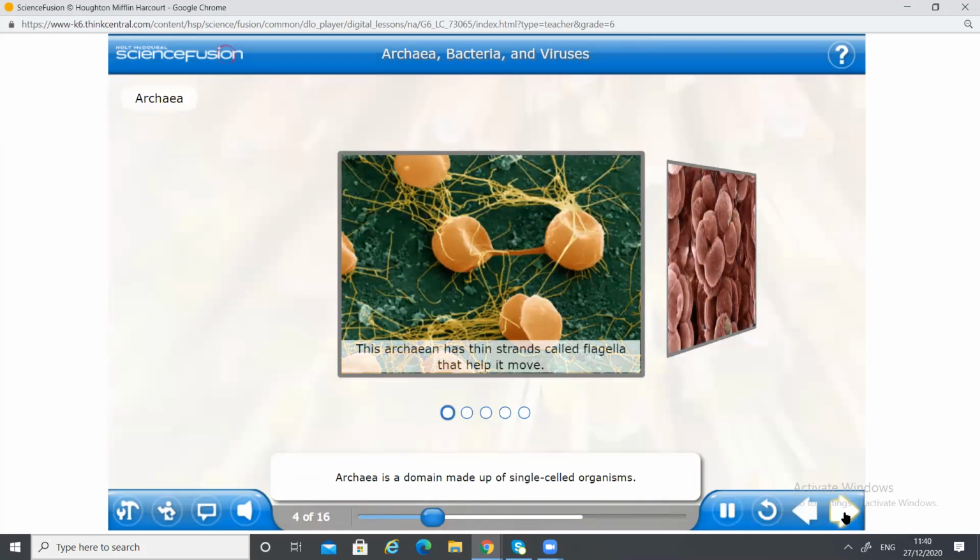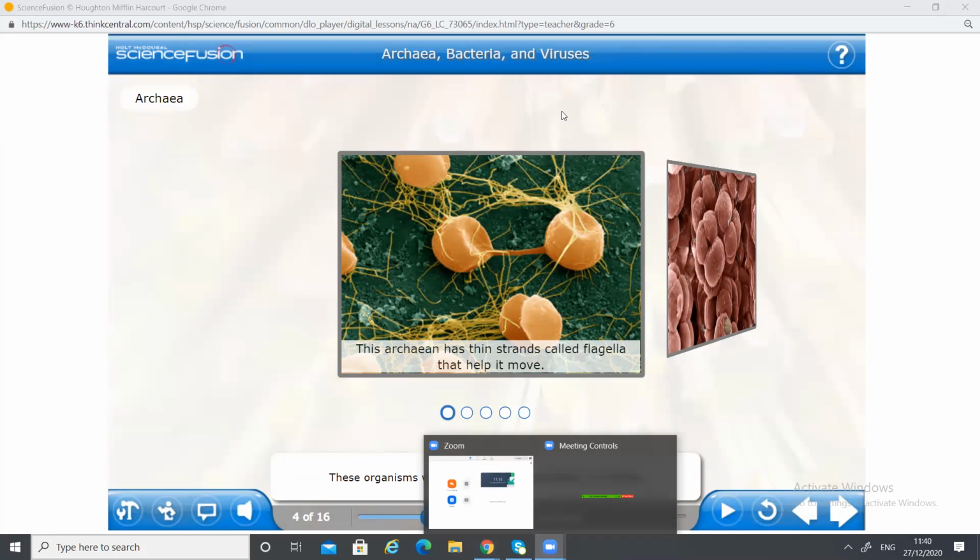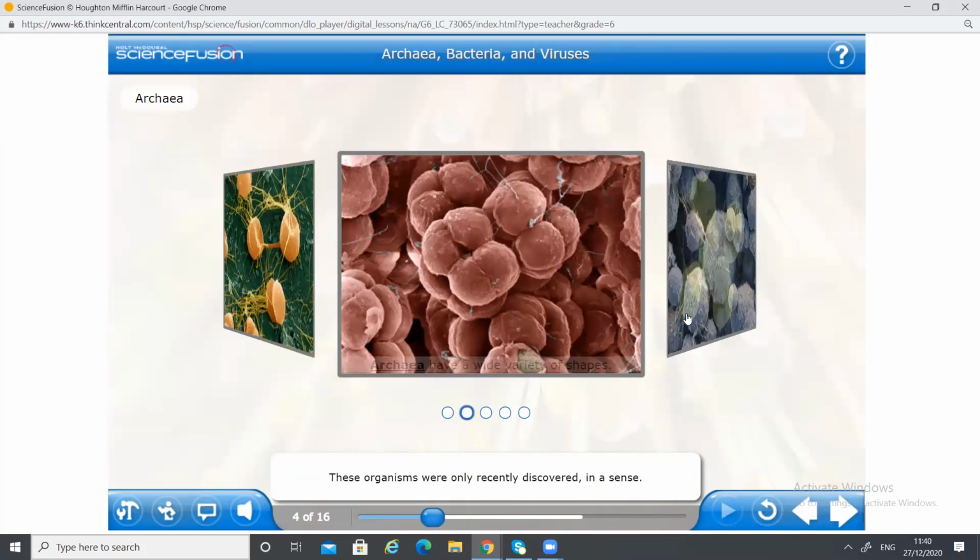Archaea is a domain made up of single-celled organisms. This is something new again. I will show you all these when Lean is back, because Lean will have a bad time not understanding all this, as it is all new. They have thin strands, and Archaea are interesting to observe, with very different kinds of shapes and all that. We're going to learn later about it.